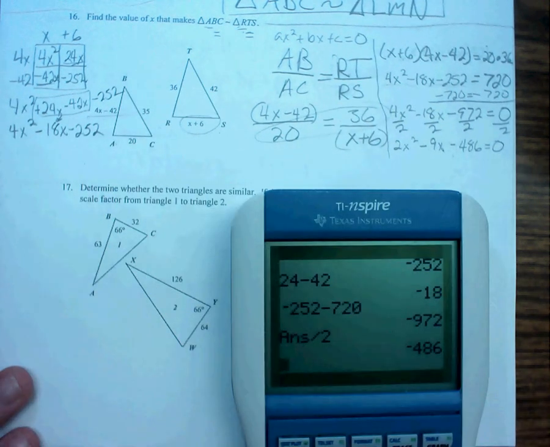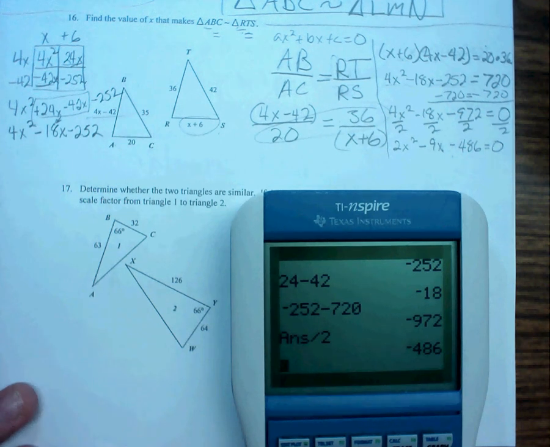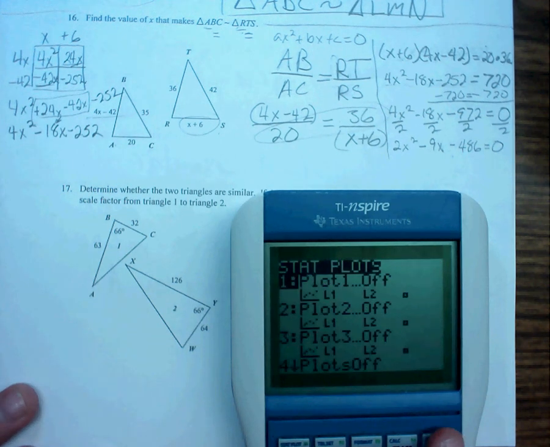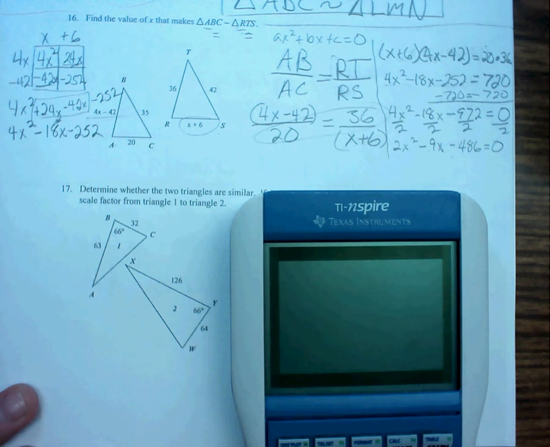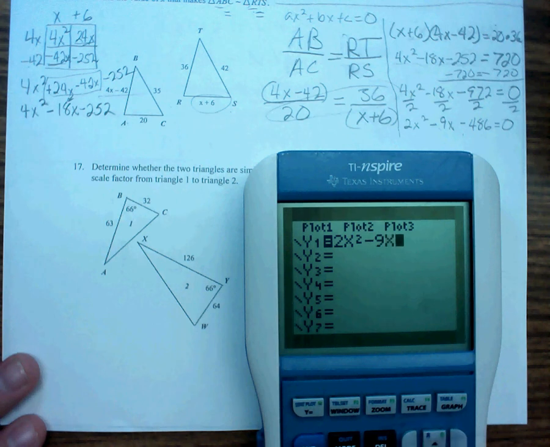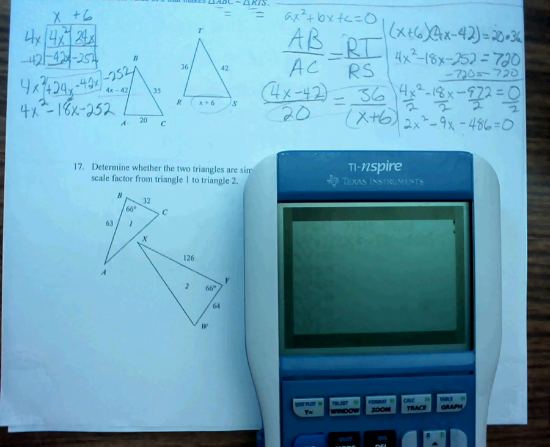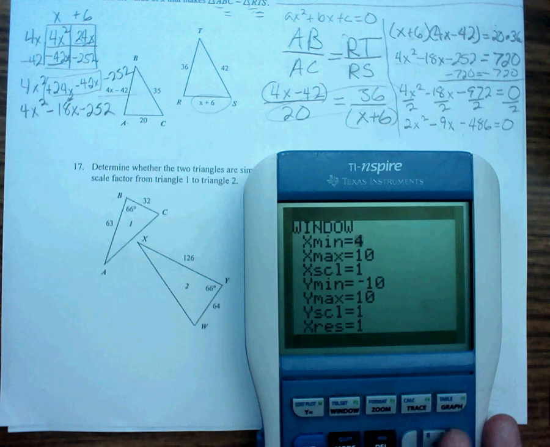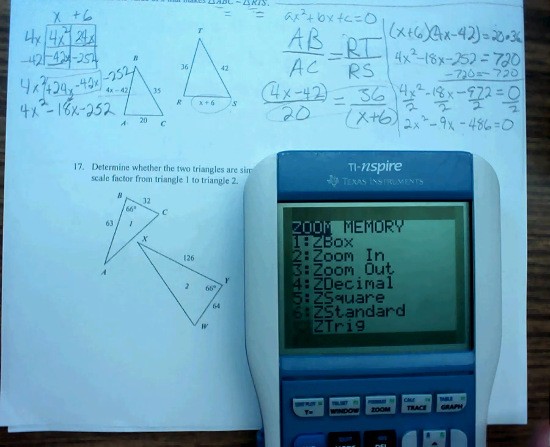We'll just graph it. One thing that's cool about quadratics is I could graph them. So if I graph a quadratic, what's that set equal to? 0, right? So I plug into my calculator 2x squared minus 9x minus 486. When I graph this, I'm going to get some crazy number, and I'm going to change the window because I have no idea where this thing's going to be.